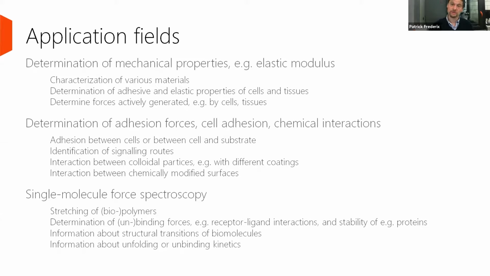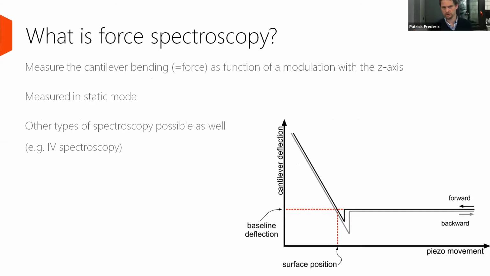So there is a whole wide range of applications for force spectroscopy. But what is force spectroscopy? Bluntly said, in force spectroscopy, you move the Z piezo up and down, and particularly while it's touching the surface, you look at how the deflection is changing. It is generally performed in static mode, but there are also other types of spectroscopy. You can do it in dynamic mode, looking at amplitude and phase, or you can look at the current as a function of an applied voltage, so IV spectroscopy.